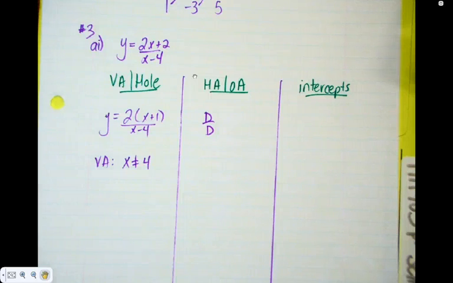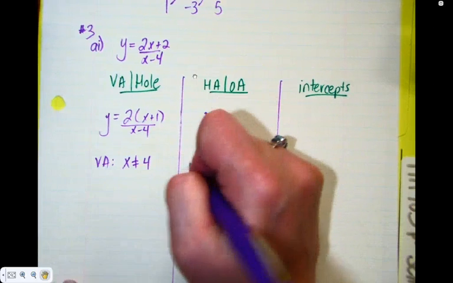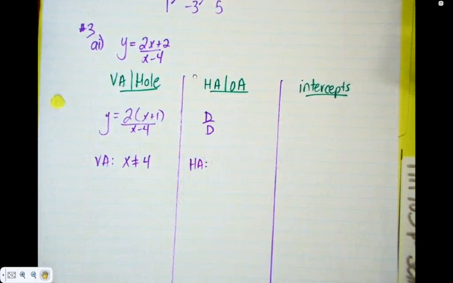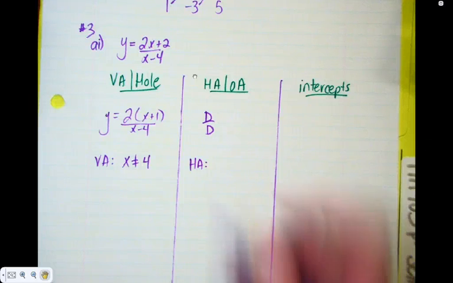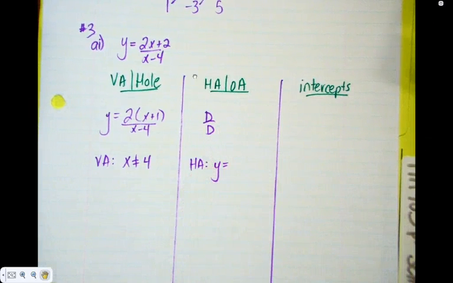For now, until you know this, look back at the chart, figure out what case it is. Which one is degree over degree? It's case number 2, so that tells us we have a horizontal asymptote. It's just not at 0. How do we find it?